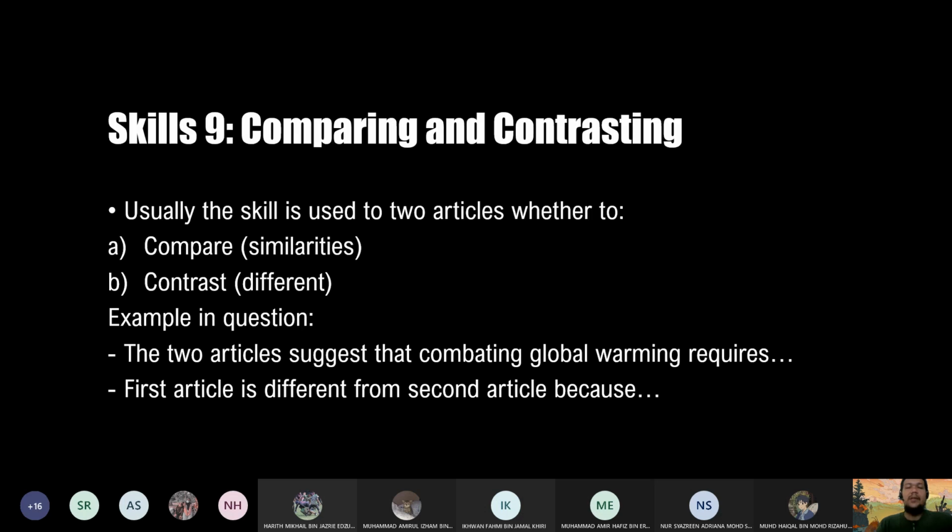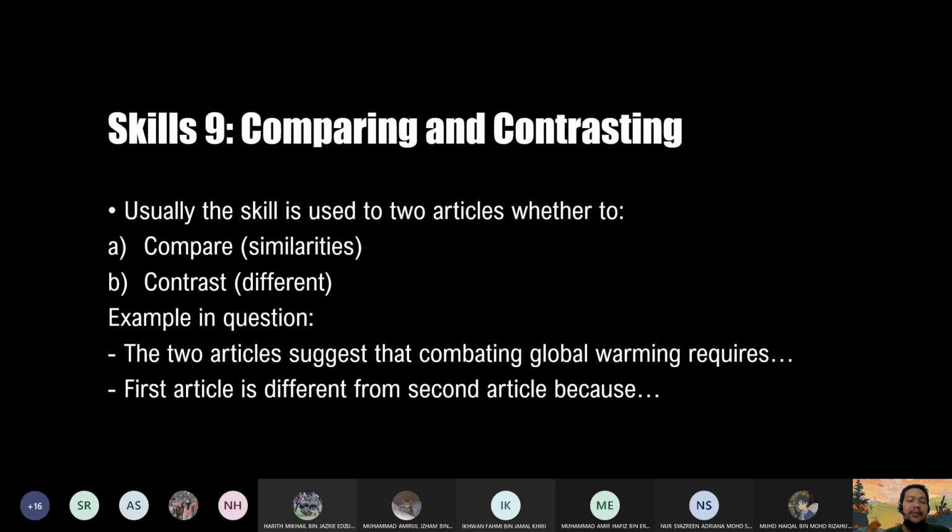Okay, and last but not least, we are almost finished. We have compare and contrast. Compare means when you find the similarities. Contrast means when you find differences. Usually you will work with 2 texts or 3 texts or 4 texts. They will give text 1, text 2. Usually 2 texts, but maybe they will give 3 texts.